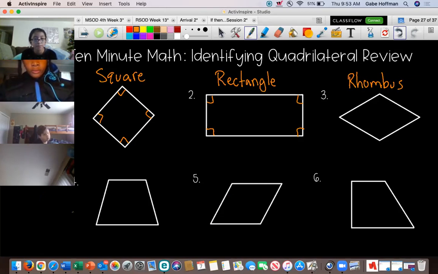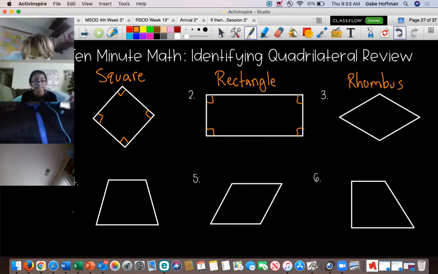Number 4 is a little tricky. Corbin, what'd you get for number 4? Trapezoid. Very good. How did you know that's a trapezoid? What's the difference between a trapezoid and a parallelogram? I lost my word. It's okay.